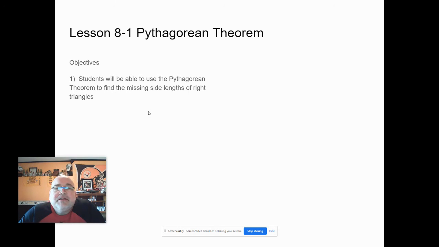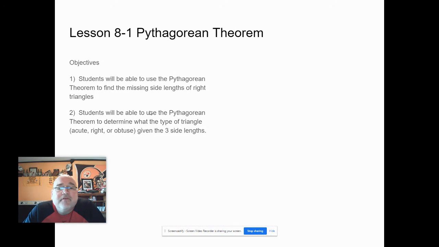You're going to be able to do what you did in middle school. You're going to be able to use the Pythagorean Theorem to find the missing side lengths of right triangles. The second thing is you're going to be able to use the Pythagorean Theorem to determine what type of triangle, acute, right, or obtuse, given the three side lengths.